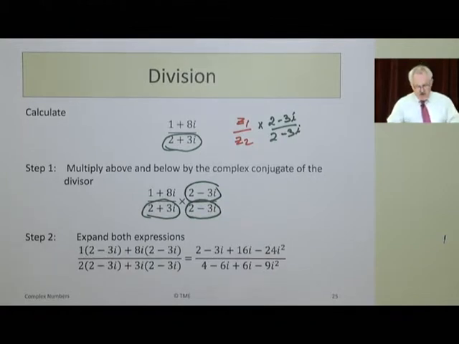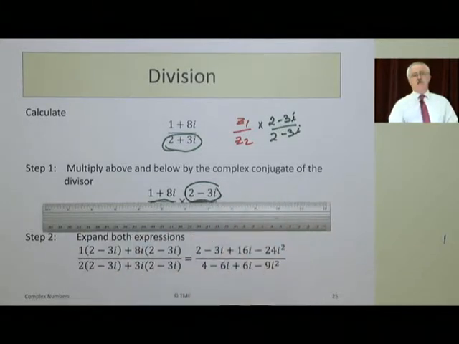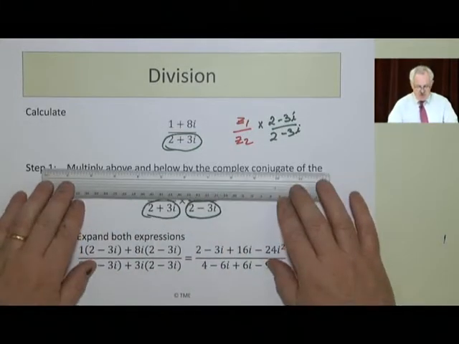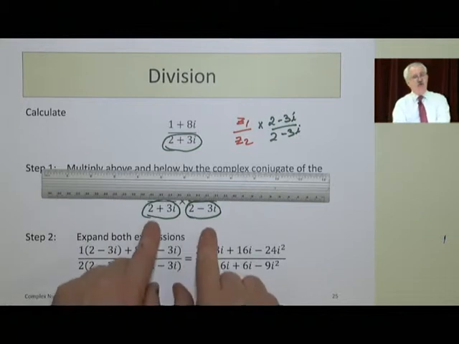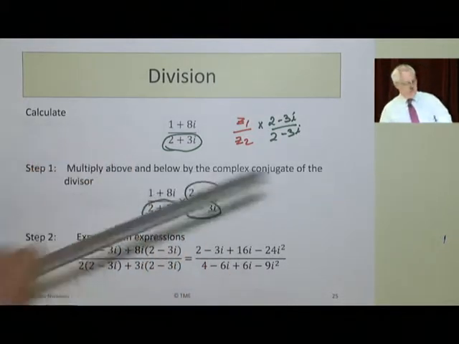Now, the bit on the top I'm not too worried about because that's just multiplication. It's going to come out as a number. The bit on the bottom I'm delighted with because when I multiply any number by its complex conjugate, it will be a real number.